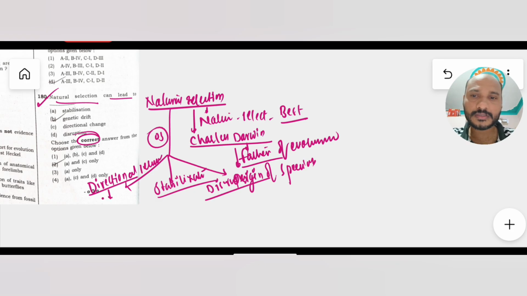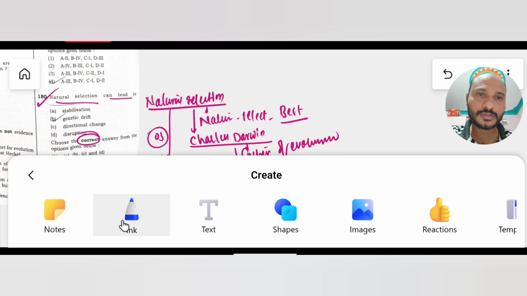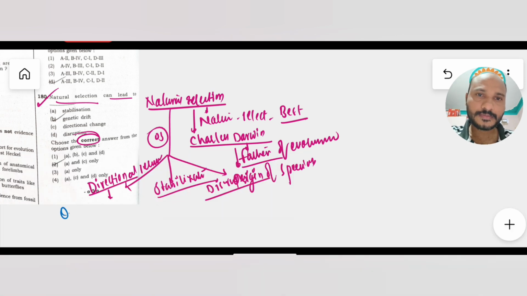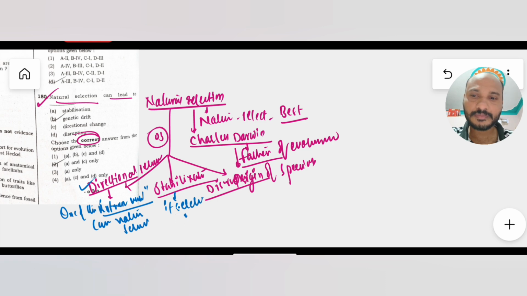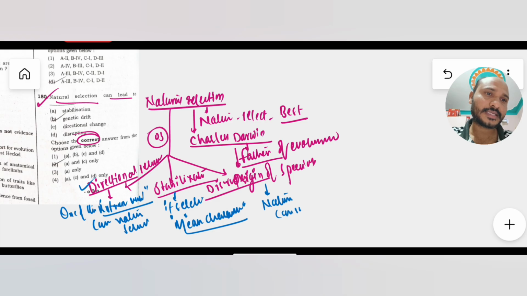Directional selection means that nature selects only one of the extreme variations. In stabilizing selection, nature favors and selects the mean character value, only organisms with the mean character value. In disruptive selection, nature selects the peripheral characters.